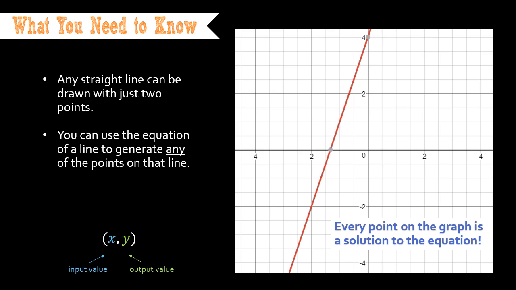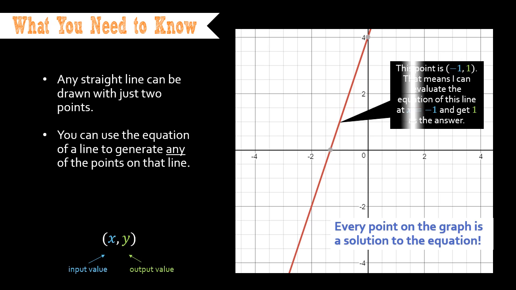So here is my line. You can see that graphed here in red, and every point that's on this line is considered a solution to that equation. This point is at negative 1, 1 on the graph. So that means I can evaluate the equation of this line at x equals negative 1, and I'm going to get an answer of 1, which is my y value. Notice when I graph those, that's how those two parts relate to one another. So we're going to take a more in-depth look at how we get those points and how to graph them to make our lines.